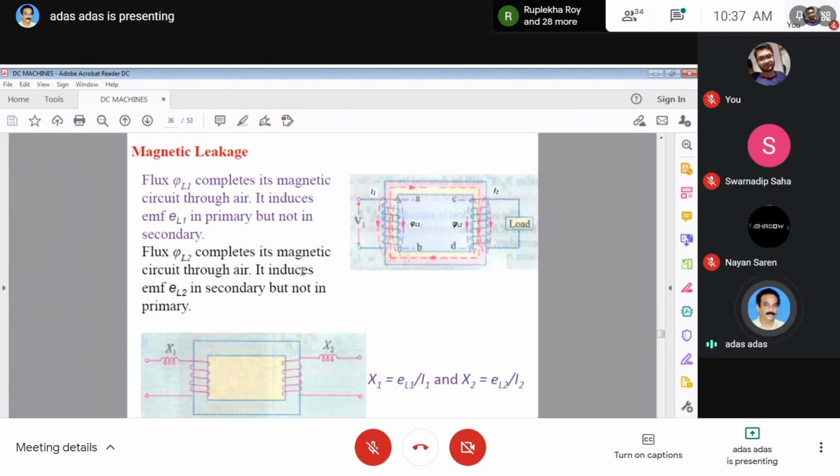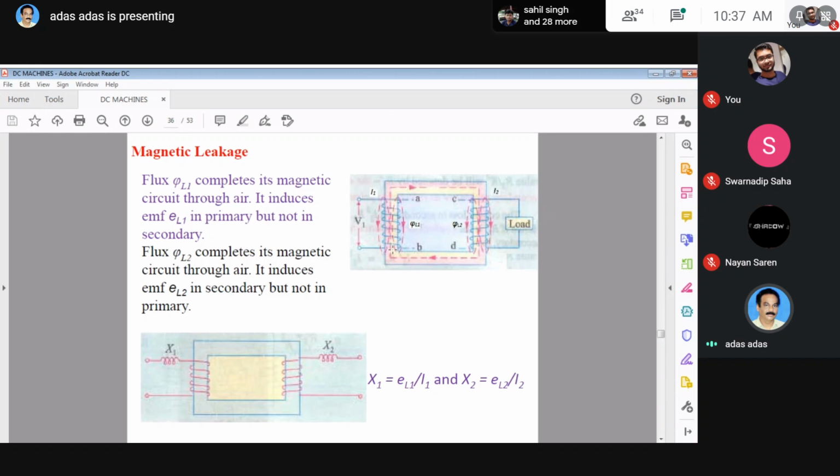If the current I1 is flowing in the primary side and the EMF induced is EL1, then X1 equals EL1 by I1. So X1 is known as the leakage reactance. Similarly, for the secondary side, X2 is the leakage reactance. Actually, there is no physical existence of this leakage reactance.